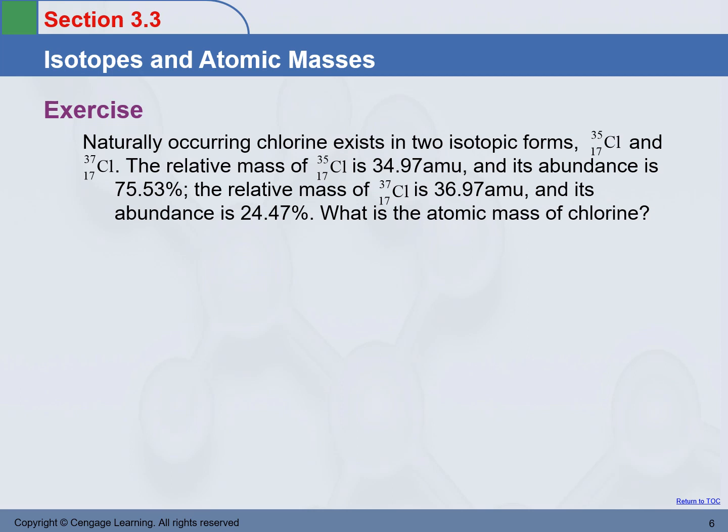An exercise. Chlorine has two isotopes, chlorine-35 and chlorine-37. The relative mass of chlorine-35 is given in AMU. The abundance is given. The relative mass of chlorine-37 is given. The abundance is given. What is the atomic mass of chlorine? All right. If you know how to do it, pause the video here. Try to do it. You can come back to check your answer later. If you need more hint, keep watching the video.